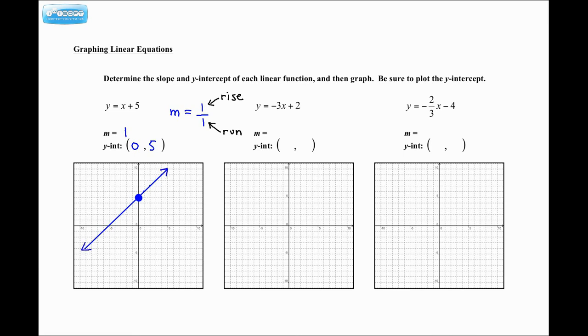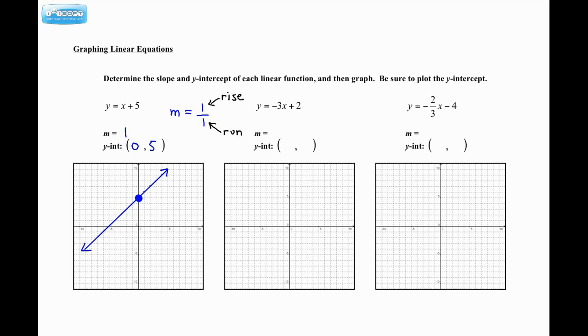Okay, there we go. All right, let's do the next one. We have y equals negative 3x plus 2. Do this one in red. So the slope is negative 3, and the y-intercept is 2. So the coordinate of it is (0, positive 2). That's all we need to graph the line.